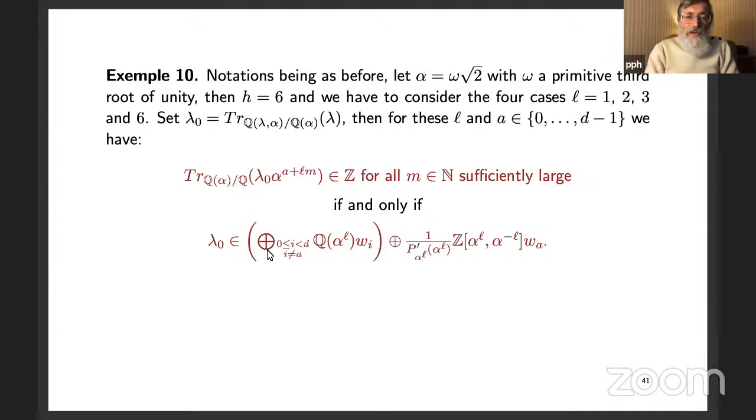That is the sum. So we have to distinguish, on the basis Wi, I equal A and I not equal to A. And here we have the sum for I between 0 and D minus 1, different from A, and we just have no condition. So we put Q of alpha L Wi. But then for I equal A, we have a restriction on the corresponding coefficient, which must belong to P prime index alpha L evaluated at alpha L times Z of alpha L alpha minus L, multiplied, of course, by the basis Wi.